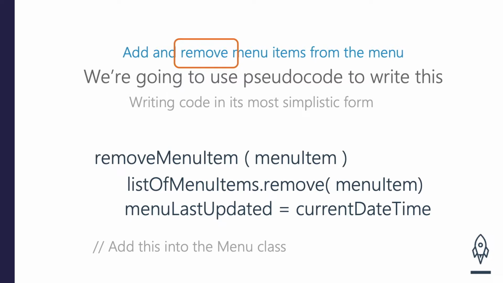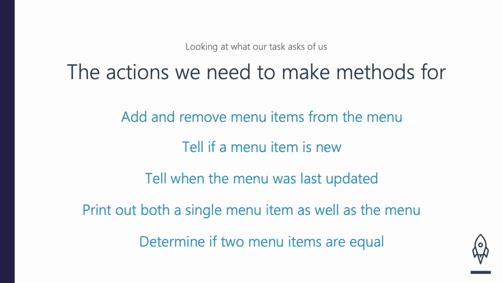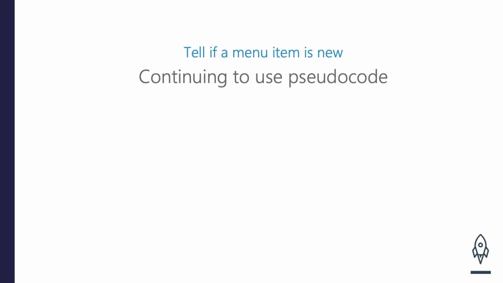So again, jot down this solution because we're going to need it here in the future. Let's move on. Let's move to the next action. Tell if a menu item is new. In this one, we're going to continue with pseudocode.